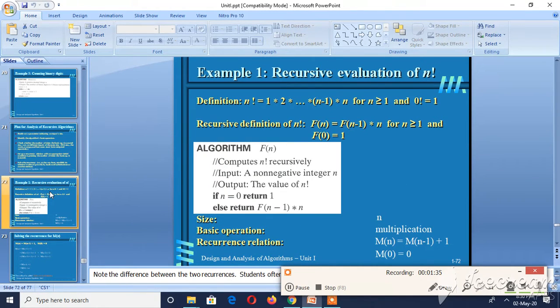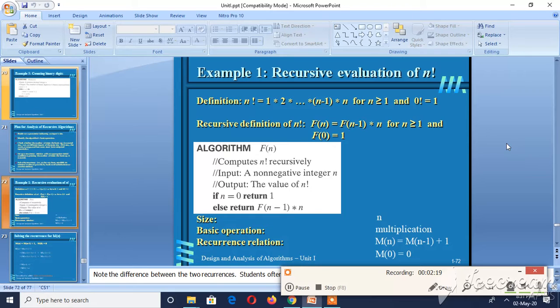So now you can see this is a small example for recursive evaluation. This algorithm is f of n equal to f of n minus 1 into n, for n greater than or equal to 1. From the definition you can see, if you substitute 1 here, it will be 1 minus 1, it will become 0. Then if you substitute 2, 2 minus 1 will be 1, and 3 minus 1, so it goes on. So starting from 0, 1 and 2 it goes on, starting from the value f of 0 equal to 1.